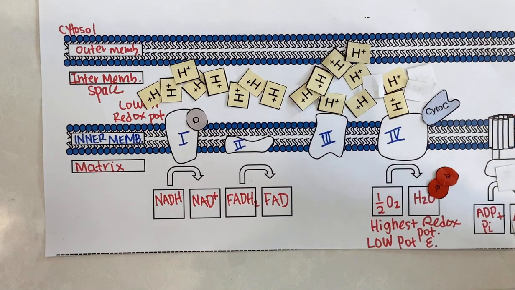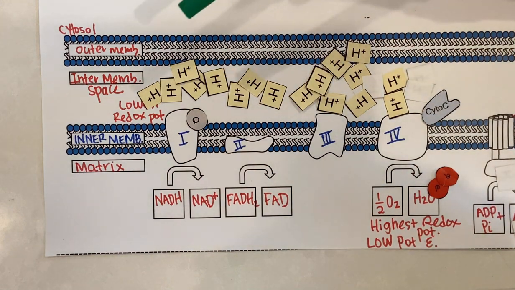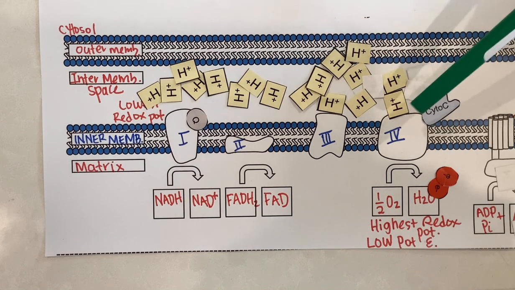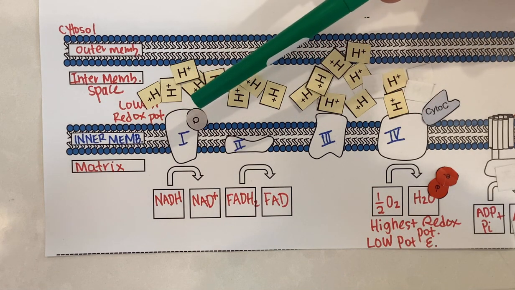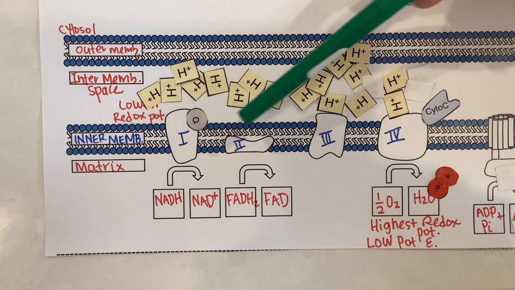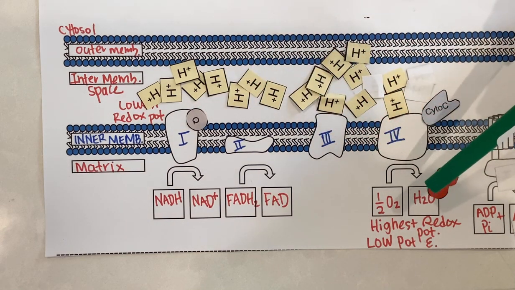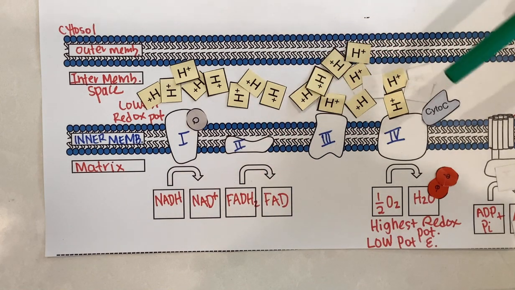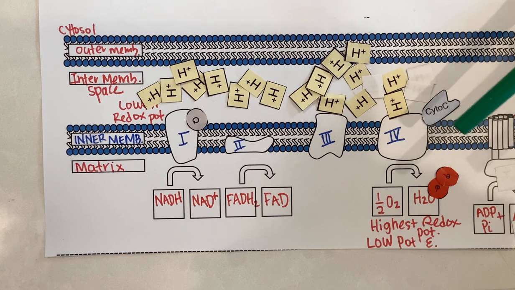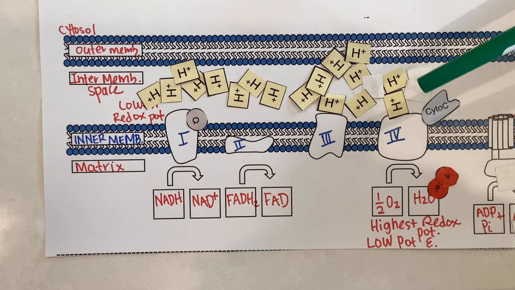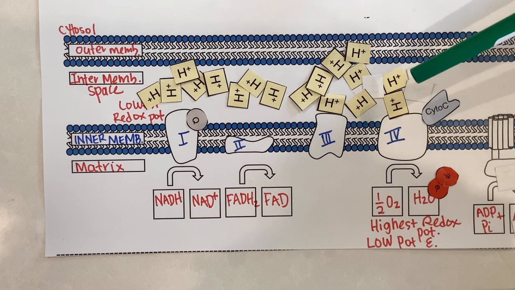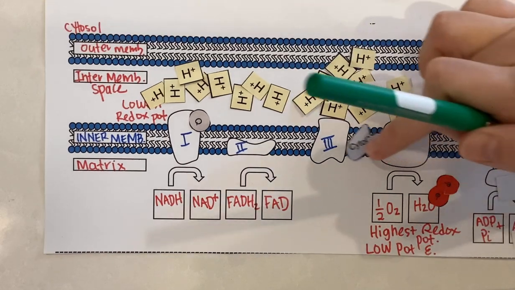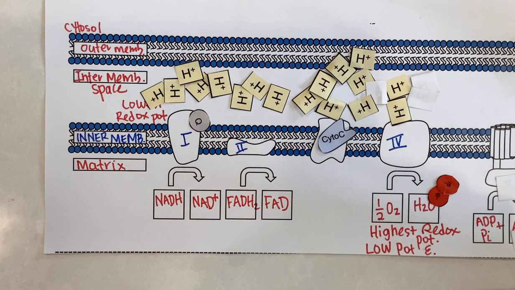So you can see now we've generated quite an electrochemical gradient in this space, right? And this has been done by passing electrons from molecules with low redox potential to high redox potential. So we've converted chemical energy into electrical energy. So if you were able to stick a probe and measure voltage in this space, you'd see relatively high voltage, right, because of this chemical energy. Okay, so that's that process.